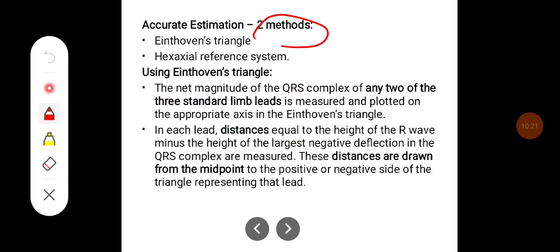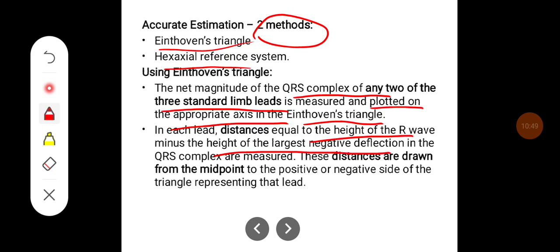The QRS axis can be accurately estimated by two methods: Einthoven's triangle or the hexaxial reference system. Using Einthoven's triangle, the net magnitude of the QRS complex of any two of the three standard limb leads is measured and plotted on the appropriate axis in Einthoven's triangle. In each lead, the distance equal to the height of the R wave minus the height of the largest negative deflection in the QRS complex is measured. These distances are drawn from the midpoint to the positive or negative side of the triangle representing that particular lead.